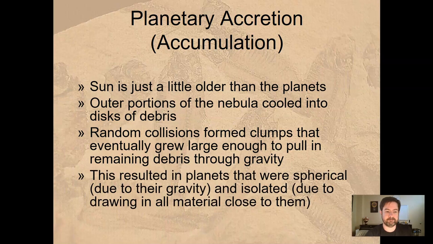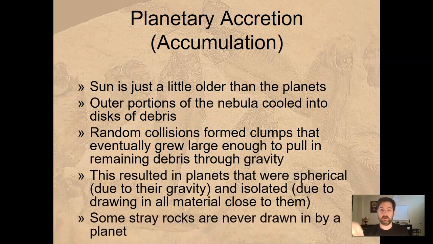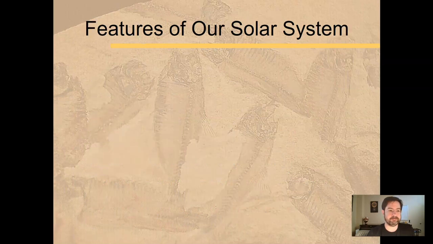Now, there is some stray material in our solar system that never really clumped together. We have the asteroid belt between Mars and Jupiter, and we also have some material on the outer edges of the solar system that never really clumped together. So we got a lot of different stuff in our solar system.